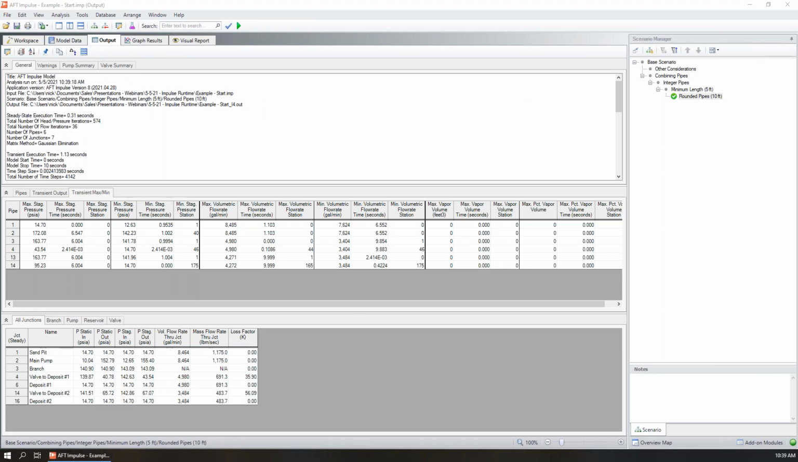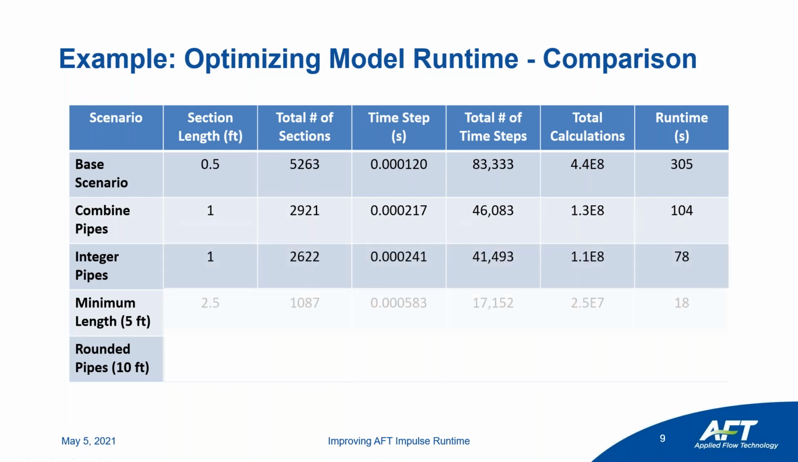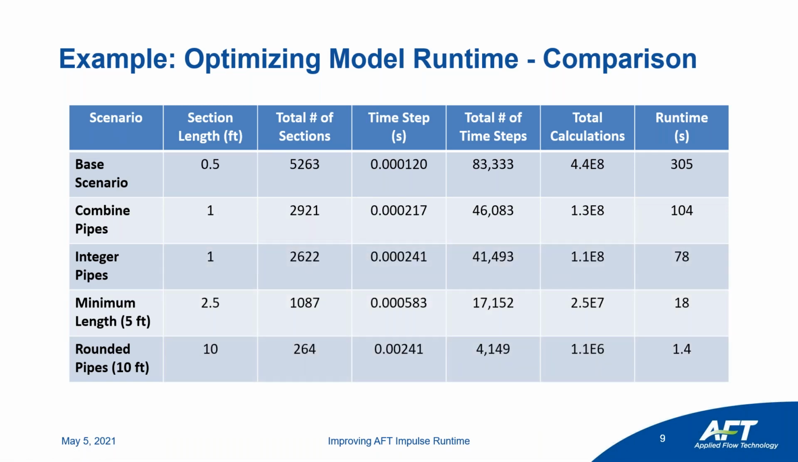So if we go back to our table, we fell all the way from 5 minutes down to 1.4 seconds. So it looks like my computer was having an off day. Looks like it's doing even better now. We're down to 1.1 seconds. But here we can see how the total number of sections falls dramatically because of our new minimum section length. Our time step is an order of magnitude better, increasing or improving our total number of time steps, and reducing our total calculations by a few orders of magnitude.